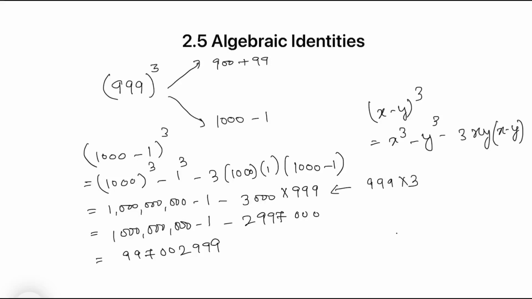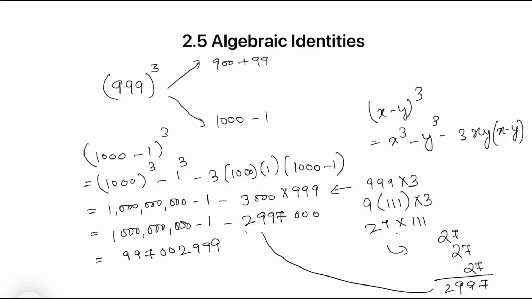So in this case the only complicated calculation you had to do was 999 multiplied by 3, which is not that typical if you look at it, because if you take out 9 from 999, you are left with 27 multiplied by 111, which can be solved a little easily. Right, so you have 7, 9, 9 and 2, which is what we put here.